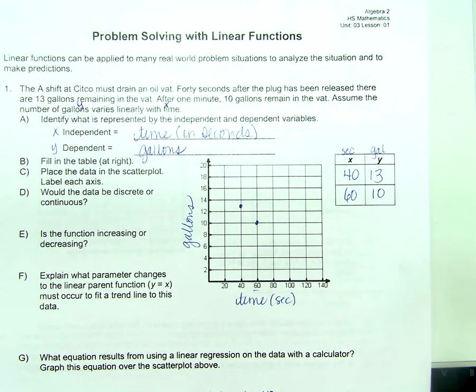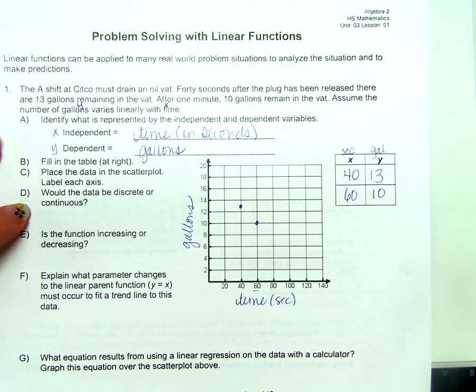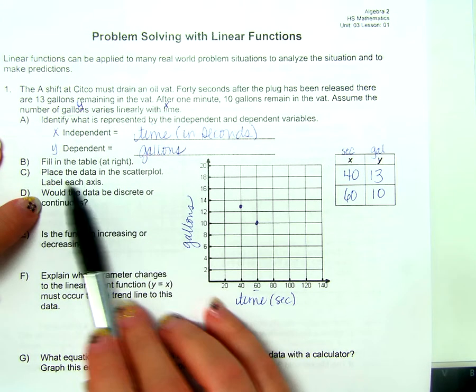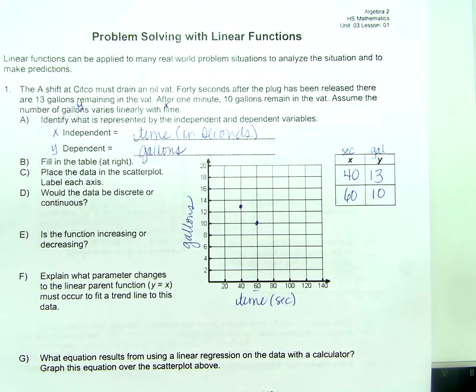Now I need to connect these points. Oh, wait, can I? First of all, I did C, right? C, would the data be discrete or continuous?